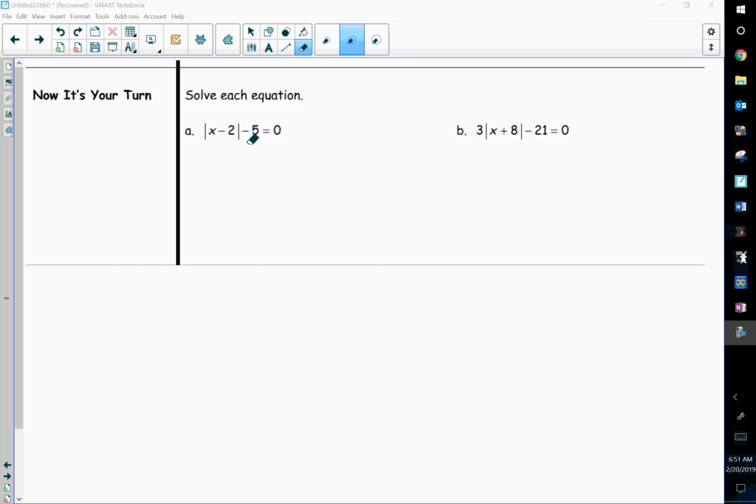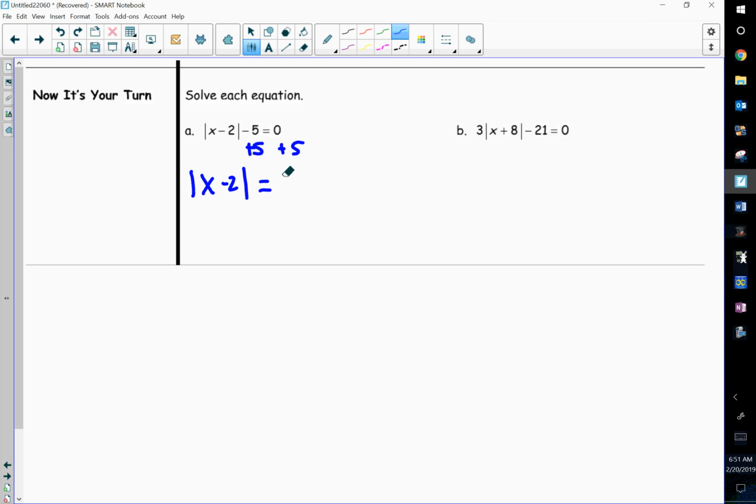So here we go. First step, isolate the absolute value part. Add 5 to both sides. You get absolute value of x minus 2 equals positive 5. You have the absolute value part all by itself. Now you create two different equations: one that says x minus 2 equals positive 5, and one that says x minus 2 equals negative 5.